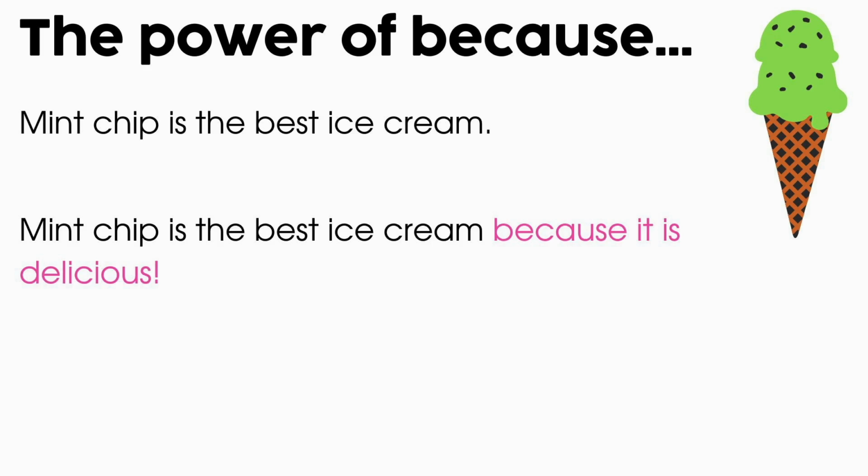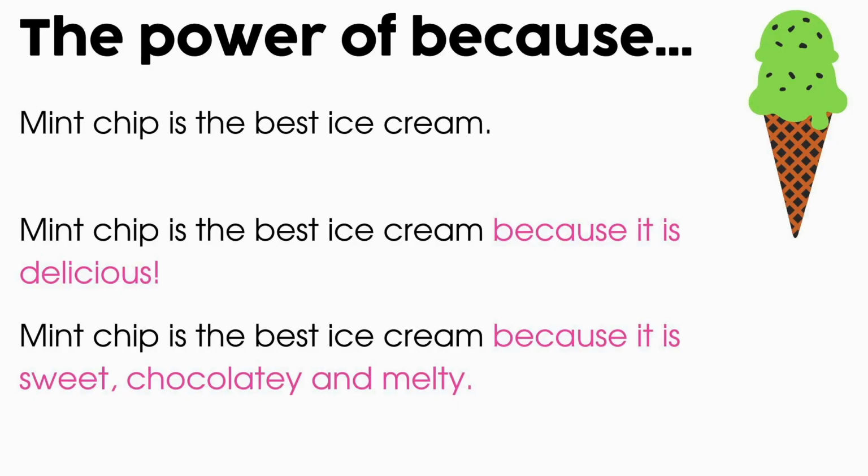And then we're going to take it a step further and I'm going to have them add some adjectives in. Of course, I'm walking them through this step. Mint chip is the best ice cream because it's sweet, chocolatey, and melty. Once we do this as a class, I'm going to send them to their desk to do their own in their notebook based on their ice cream opinion.